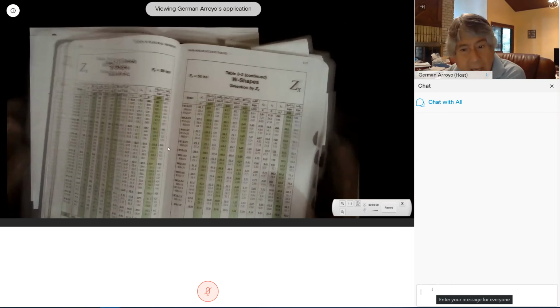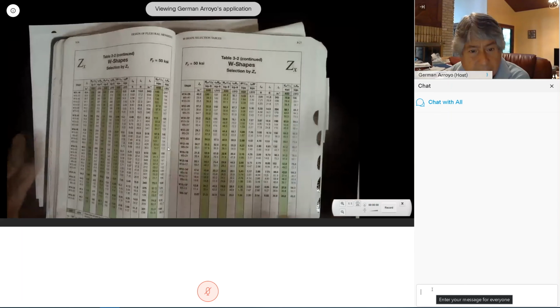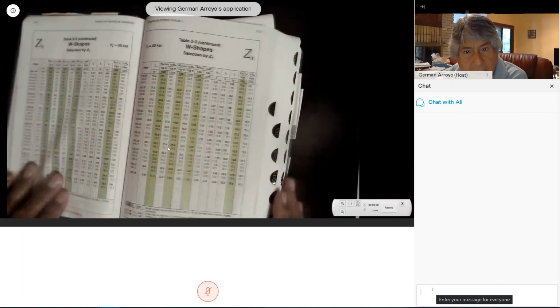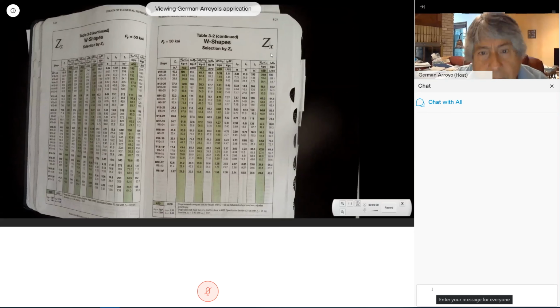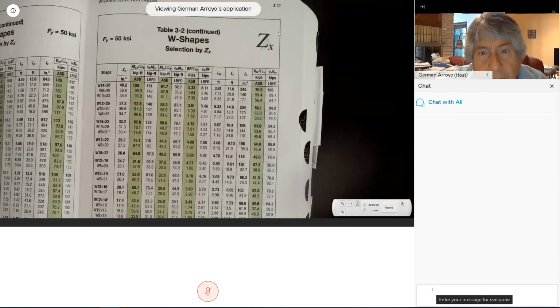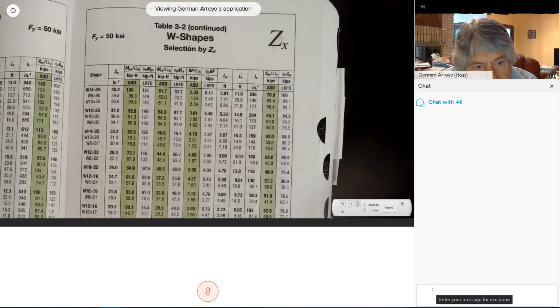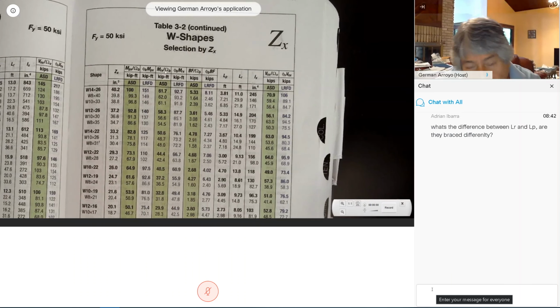And I just selected any page. And I want to go to chapter 3, page 27. Two things. You have to check that this is the section that you're dealing with, and this is the FY, because there are tables also for CY. What is the difference between LR and LP? Are they braced?